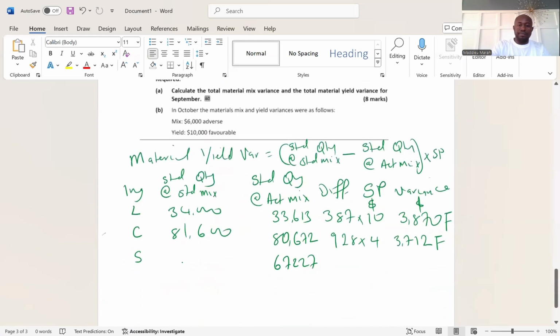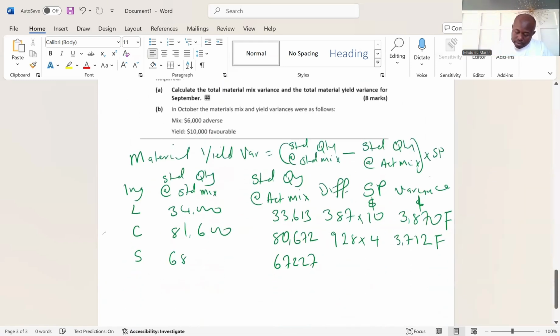And the last one gives me 0.5 at 136,000. This is 68,000 minus 67,227. This will give me 773 at 3. This is 2,319. Which variance is this? Again, it's going to be a favorable variance. Okay? So all our yield variances are favorable.